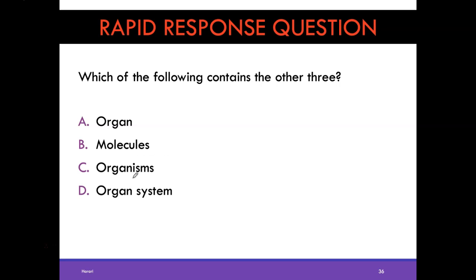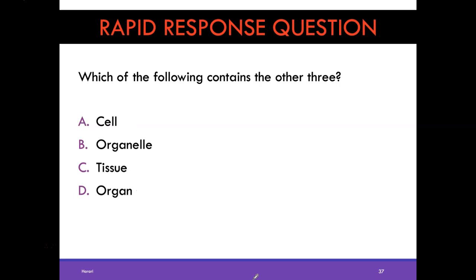Certain organisms, like a bacterium, don't have any organs or organ systems. So this is a question that would not appear on a quiz, but it is very important to read questions very carefully. Always use process of elimination. Usually go with your gut, but double check. Always double check and make sure that the answer fits the question.